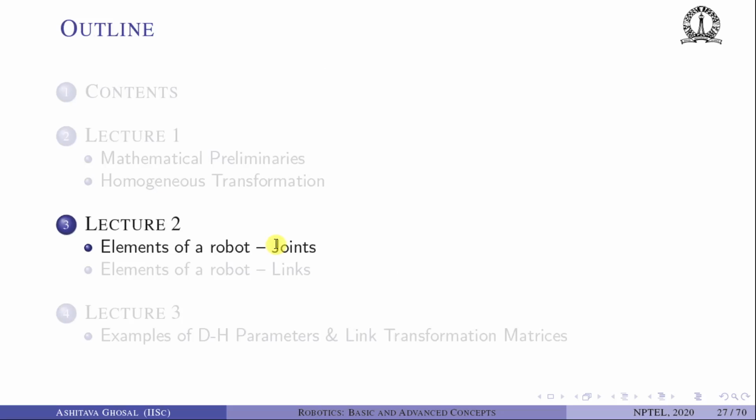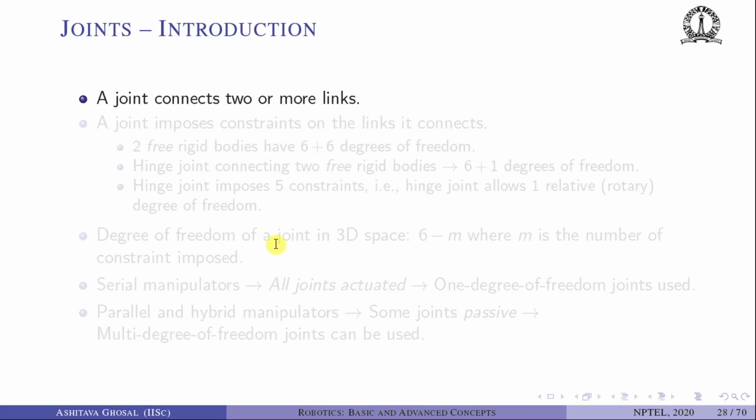Now let's look at this lecture. In this lecture, we'll look at the elements of a robot. There are two main elements of a robot, joints and links. So we'll start with the elements of a robot. And again, the idea is that we would like to represent joints and links in a mathematical form such that we can do analysis with them later on.